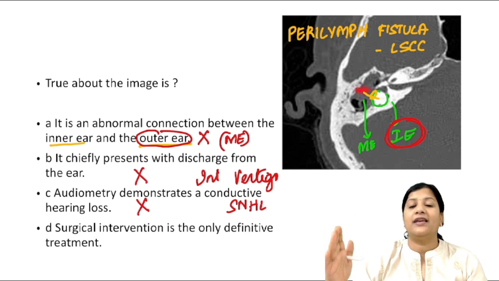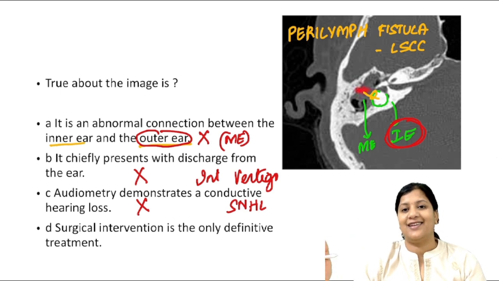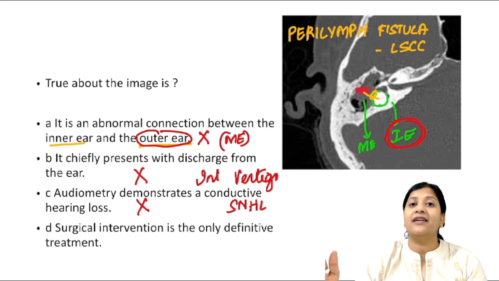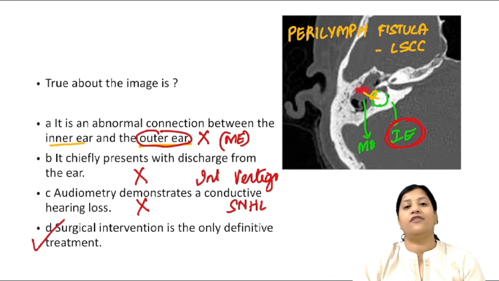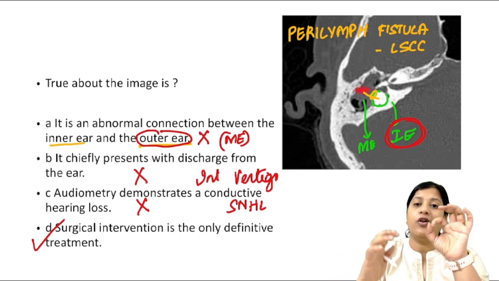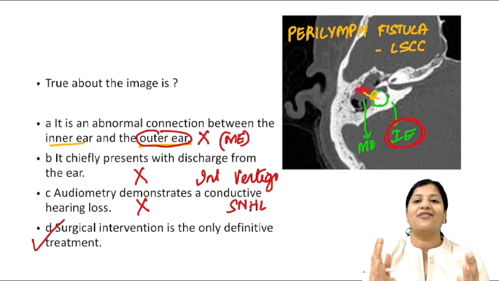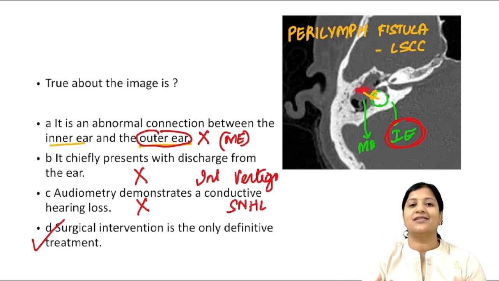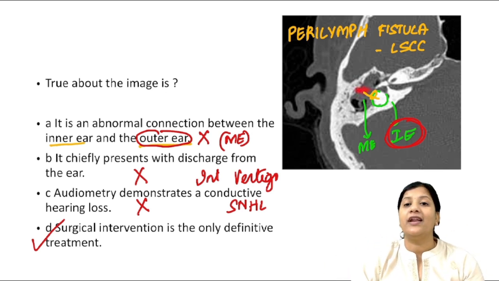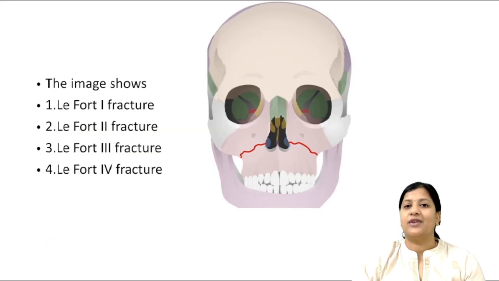Now a fistula is there. There is a hole. There is a communication between the middle ear and inner ear. So should we close and repair that fistula? Yes. So surgical intervention will be the definitive treatment. You cannot treat this with medical therapy because the communication between middle ear and inner ear will not close. You will have to do a surgery for the repair. So the answer is surgical intervention is the only definitive treatment. Okay, so I think everyone's understood this image. Let's go to the next one.